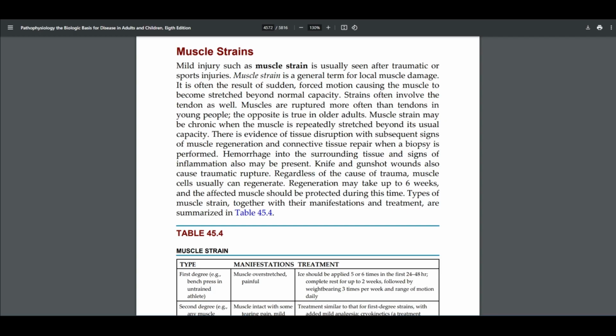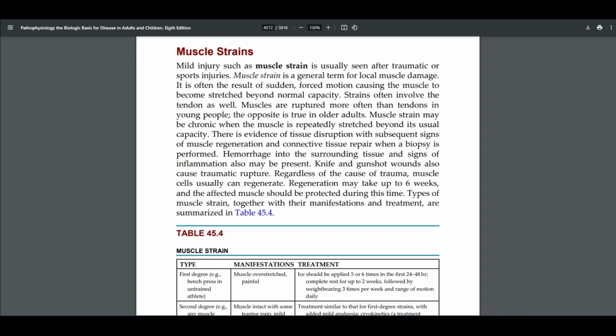Muscles are ruptured more often than tendons in young people. The opposite is true in older adults. Muscle strain may be chronic when the muscle is repeatedly stretched beyond its usual capacity. There is evidence of tissue disruption with subsequent signs of muscle regeneration and connective tissue repair when a biopsy is performed. Hemorrhage into the surrounding tissue and signs of inflammation also may be present.